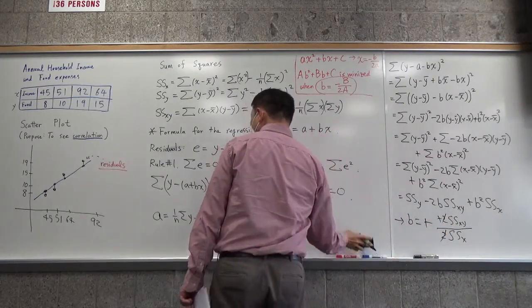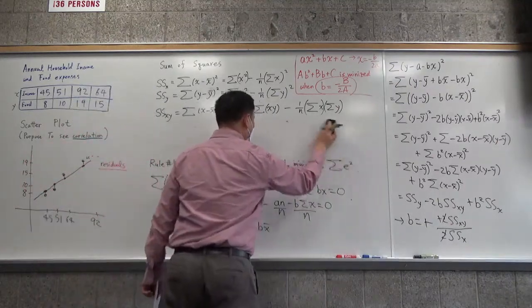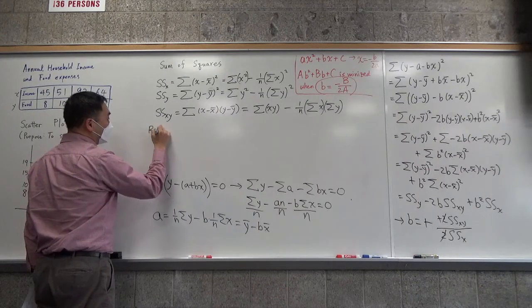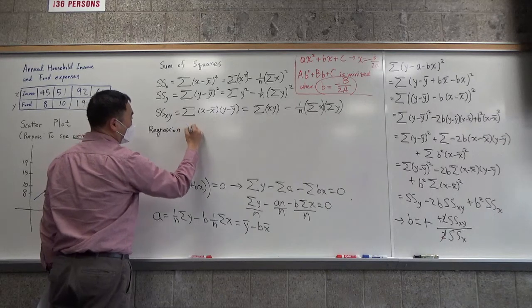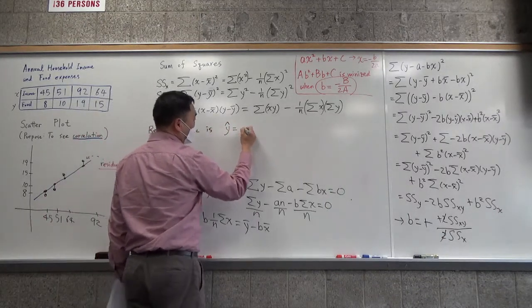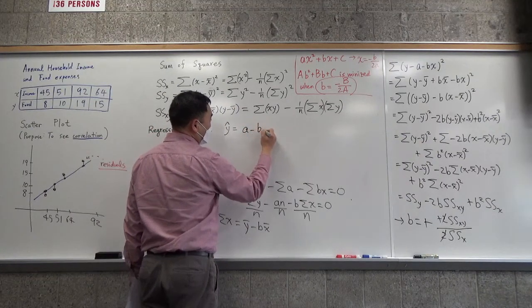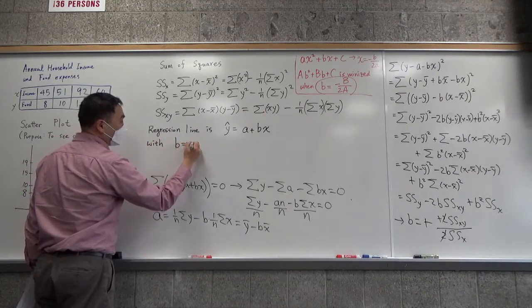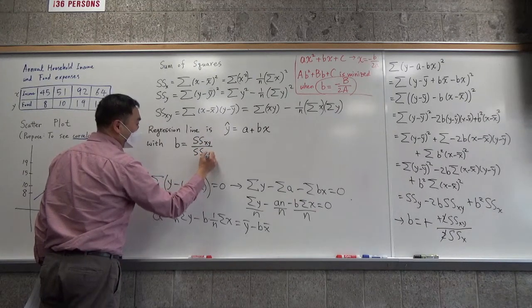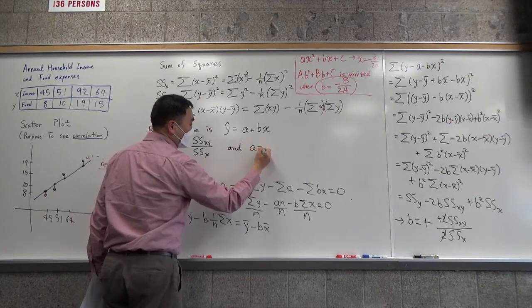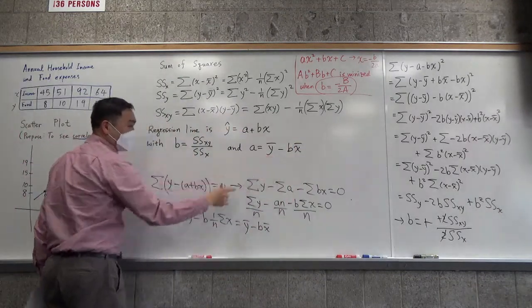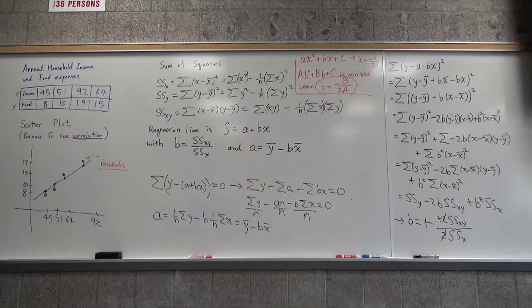So here is an important result. The important result is that the regression line is y hat equals a plus bx, with b equal to SSXY divided by SSX, and a is equal to y bar minus b times x bar. So I'm just copying this result here and that result first. So technically, you can calculate the b and a from here as well. Yeah, I should have done that.